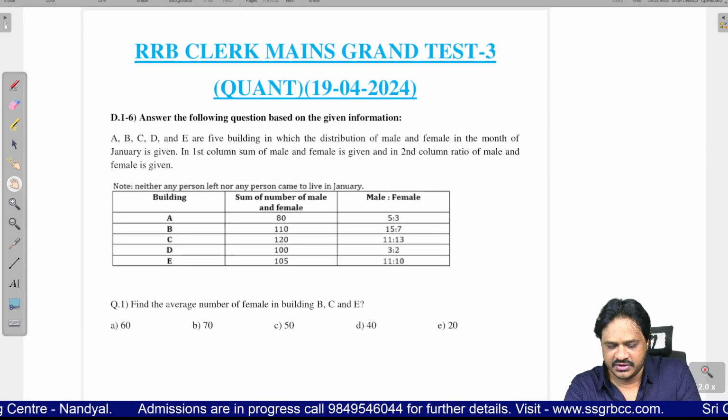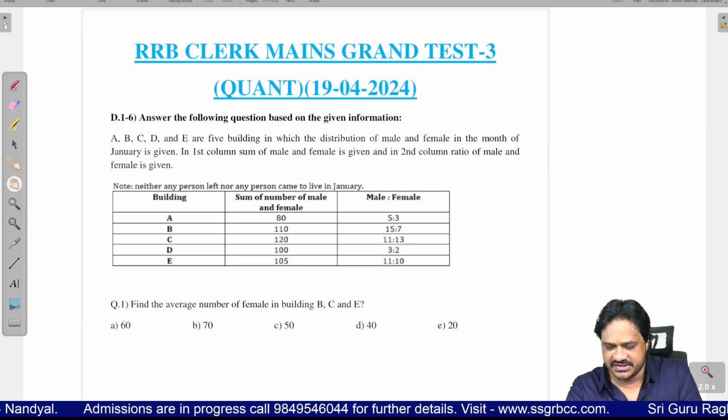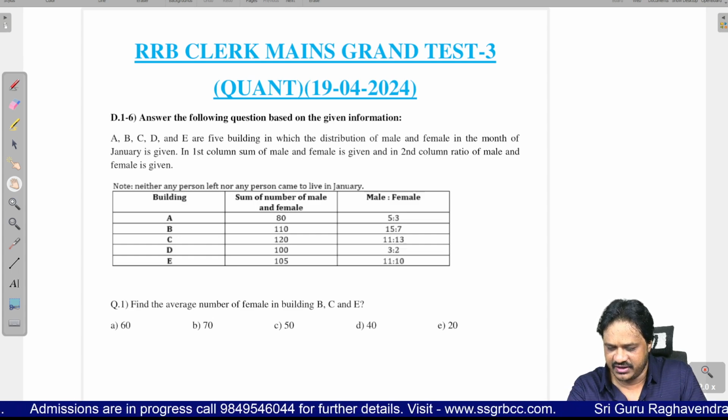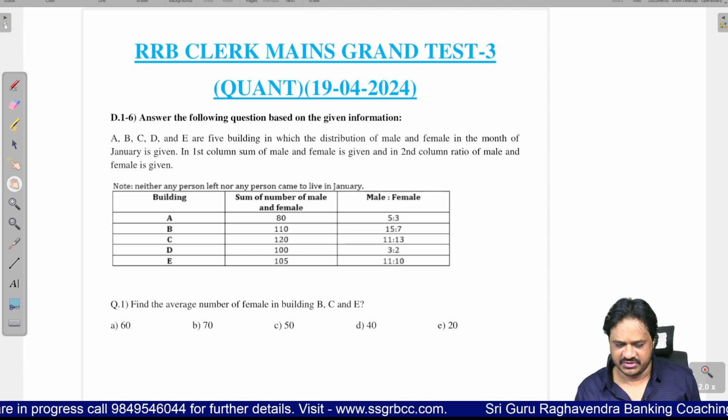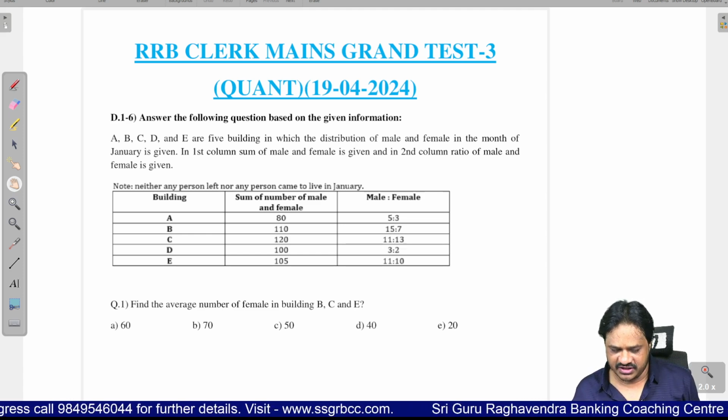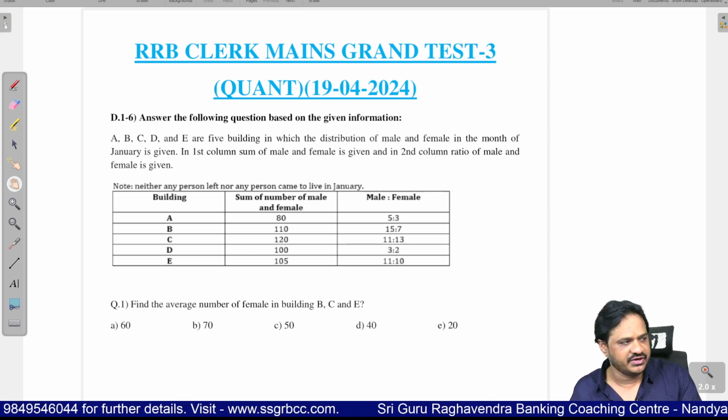Okay, good morning. Today we will discuss RRB Clerk Mains Grand Test held on 19th April 2024. Let us see question number 1 to 6. Answer the following questions based on the given information.